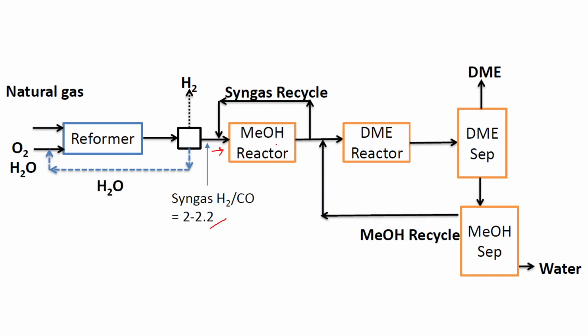Then in the methanol reactor, when methanol is formed, this methanol is sent to the DME reactor, and if some amount of unreacted syngas is left, it is recycled back for further methanol synthesis. In the DME reactor, after the reaction, the DME is sent to the DME separator. The pure DME is sent from above, and if some unreacted methanol is left, it is sent to the methanol separator, where the unreacted methanol is recycled back into the DME reactor, and after separation, some amount of water is taken out.